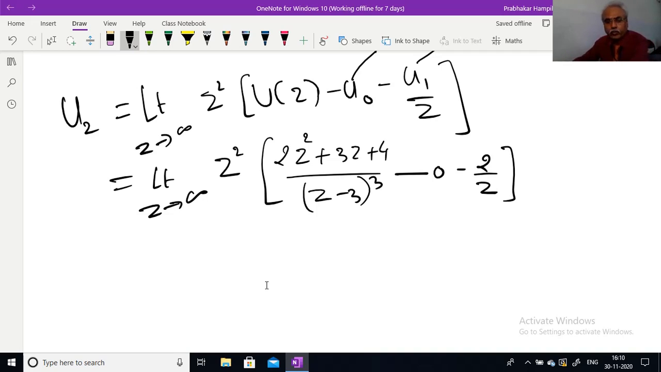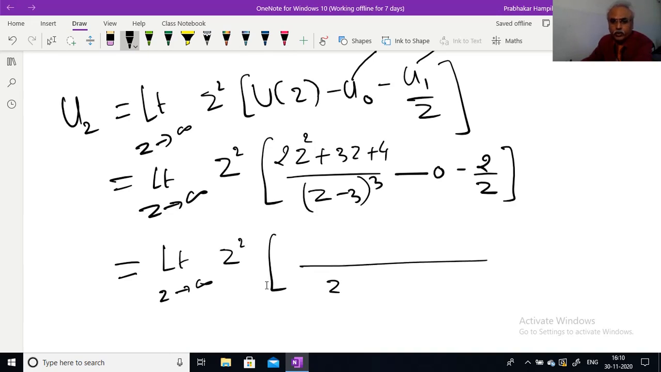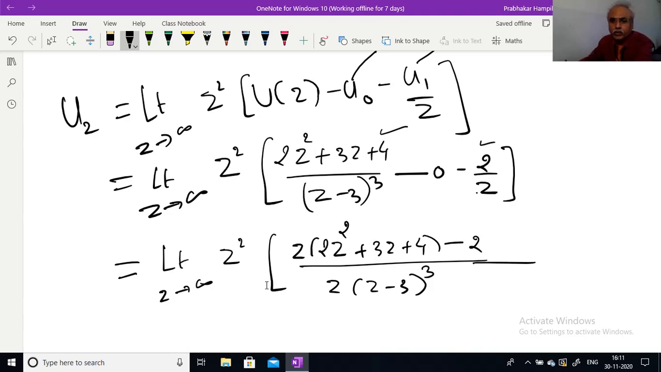Now we have to take cross multiplication and take the limits. So when I do that, first of all we have to simplify this. Limit of z tending to infinity, z square as it is, denominator z into z minus 3 whole cube, LCM, z multiplied here and z minus 3 raised to 3 here. So z into 2z square plus 3z plus 4 minus 2 times z minus 3 whole cube.